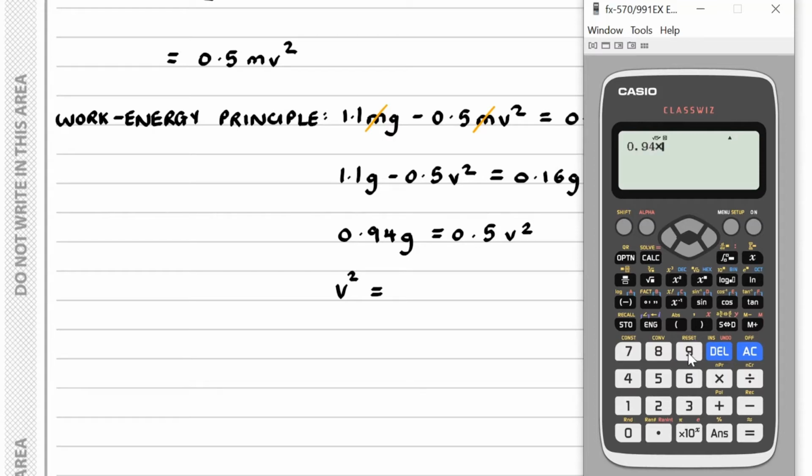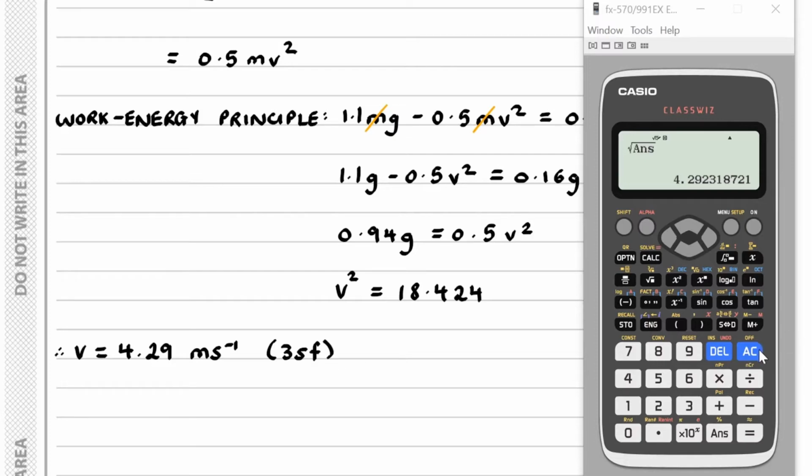0.94 times 9.8 divided by 0.5. We get v squared is 18.424. And so if I solve for v, the square root of this is 4.29 meters per second, given to 3 significant figures.